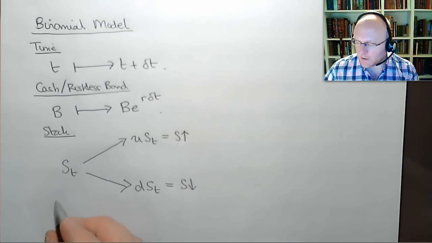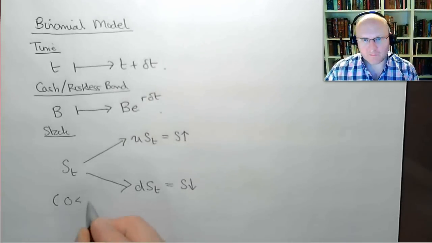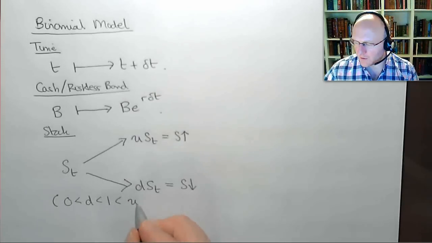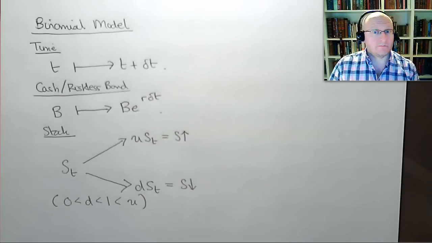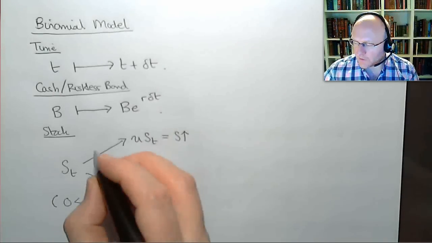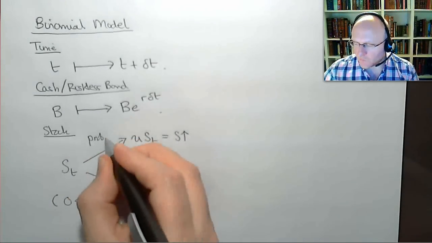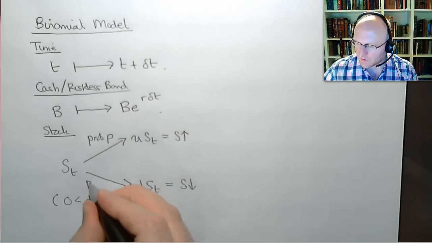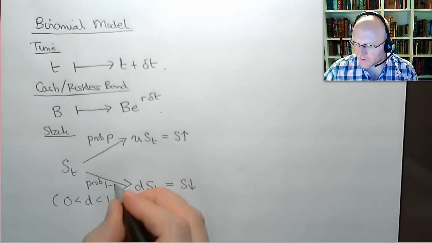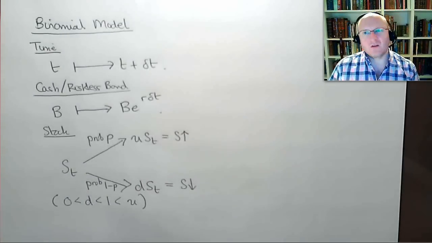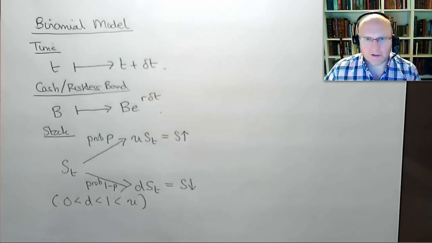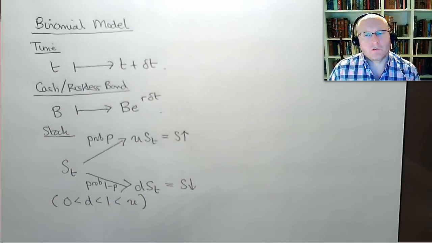So the idea here is, in order for this to make sense, obviously we would like that the down factor lies between 0 and 1 and the up factor is greater than 1. And we choose one of these possibilities according to different probabilities. So we'll choose the up case with probability p and the down case with probability 1 minus p. So these are the only two possible scenarios that we're going to consider. So here's our model for time, the bond and the stock.